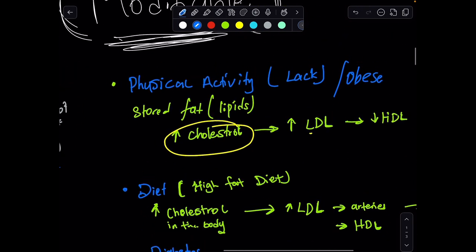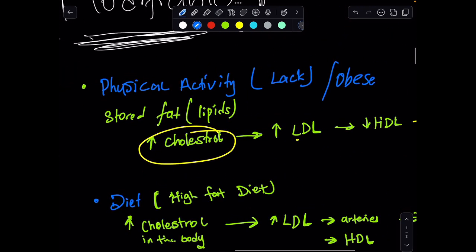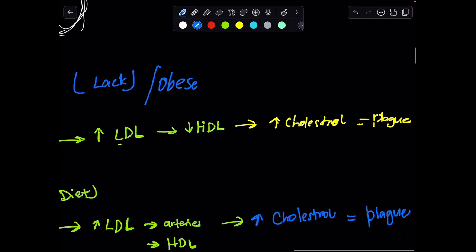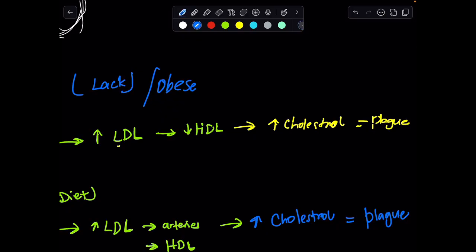Physical activity. If you're not physically active or you're obese, you store a lot of fat. If you store fat, that means you have more cholesterol in your body. More cholesterol means you also have increased LDLs, and if you have increased LDLs, you have decreased HDLs. In other words, you have increased lazy Luffy and less helpful Luffy. And that means you get more cholesterol, which causes a plaque, right?